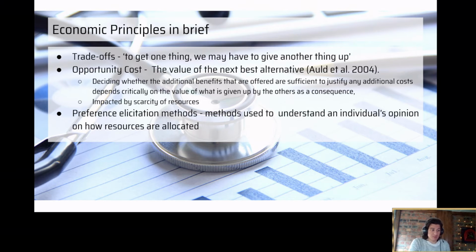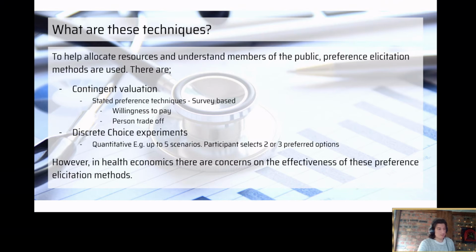And then there's preference elicitation methods, as I mentioned before, which are methods to understand an individual's opinion on how resources are allocated. So what are these techniques? There are two methods to help allocate resources and understand public preferences: contingent valuation and discrete choice experiments. Contingent valuation uses survey-based methods to determine an individual's preferences, whereas discrete choice experiments present pairwise comparisons, so choosing between A or B, where participants choose between their preferred options. There are some concerns, though, on the effectiveness of these preference elicitation methods, which I will go into further.